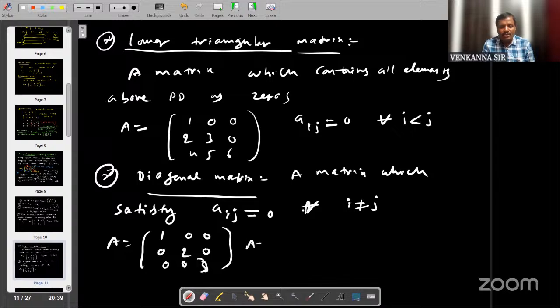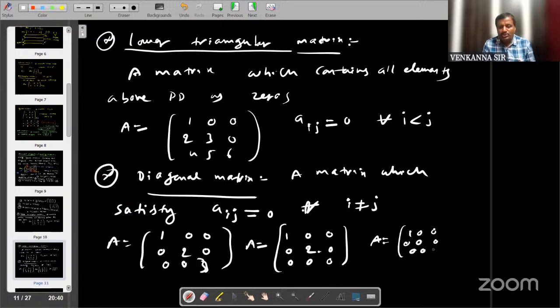Another example, 1 0 0, 0 2 0, 0 0 0 also you can take as a diagonal matrix, and like this, 1 0 0, 0 0 0, 0 0 0. These are all different examples of the diagonal matrix. The condition: non-principal diagonal elements must be zeros, and principal diagonal elements may or may not be zeros. So till now the types of matrices we have done: row matrix, column matrix, square matrix, rectangular matrix, lower triangular matrix, upper triangular matrix, diagonal.